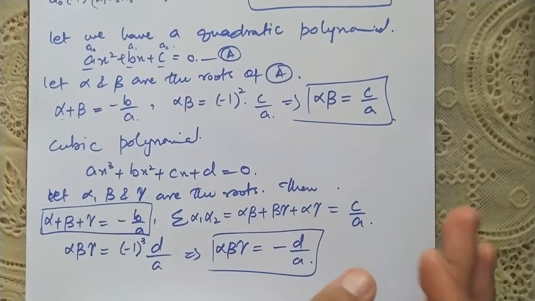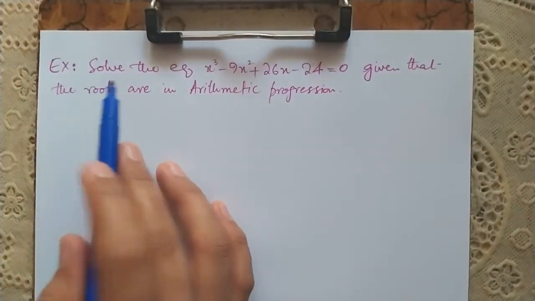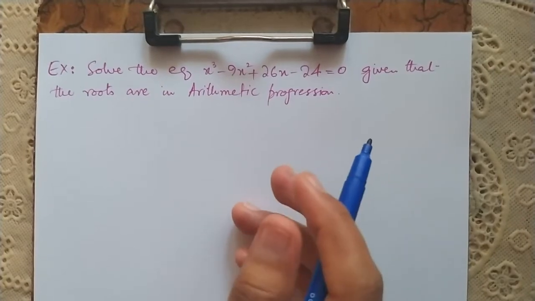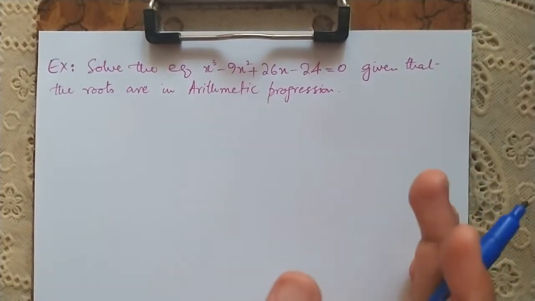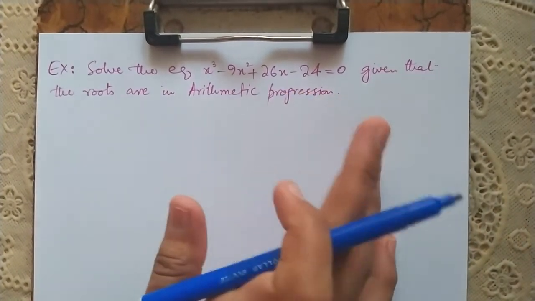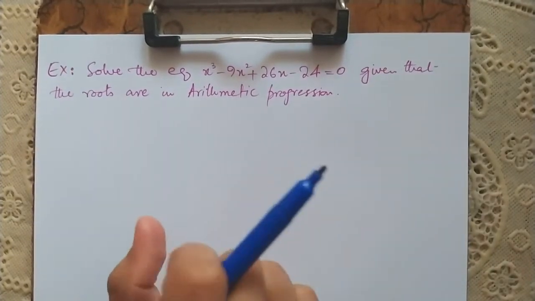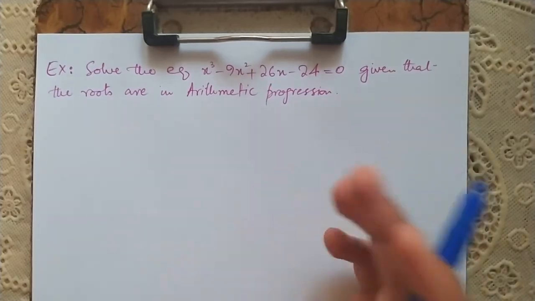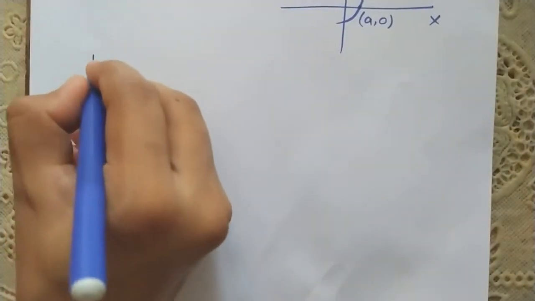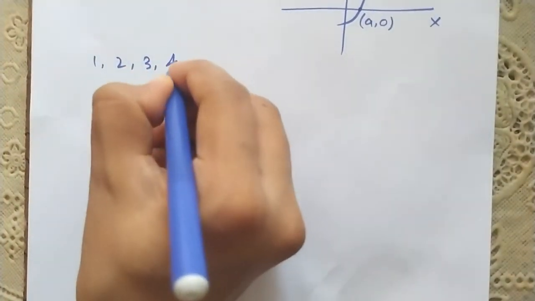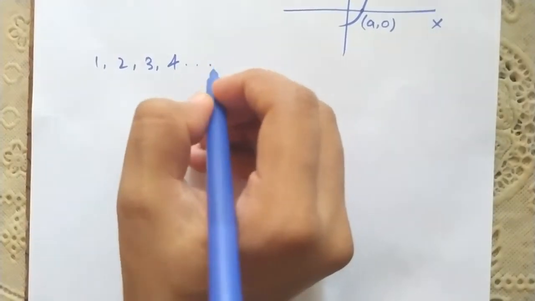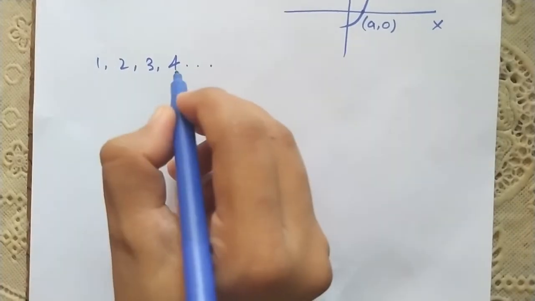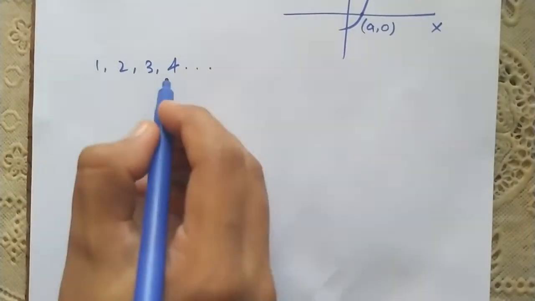Now let me solve some related examples. So now solve the cubic equation, given that the roots are in arithmetic progression. Now you know what is meant by arithmetic progression or sequence. Progression and sequence are the same thing. So what is arithmetic progression? It is nothing but a sequence in which the common difference is the same. For instance, we have the sequence 1, 2, 3, 4, and so on. This sequence is called an AP, meaning arithmetic progression, because in this sequence the common difference is the same.